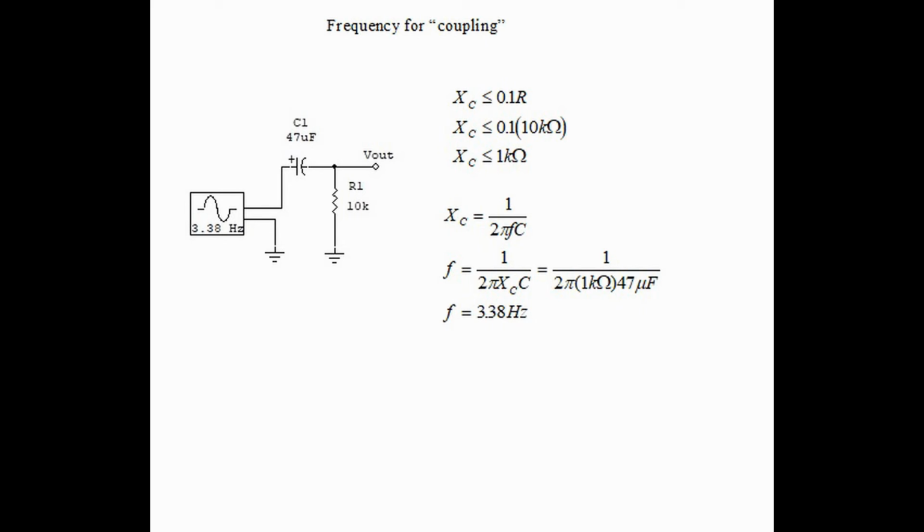Xc equals 1 over 2 pi f C, but we need to find frequency, so we rearrange the formula so that frequency equals 1 over 2 pi Xc times C, which equals 1 over 2 pi times 1 kilo times 47 microfarad. So the frequency is equal to 3.38 hertz. What we have found is that if we get about 3.38 hertz, more of the signal will be dropped across a 10 kiloohm resistor, and therefore more of the signal will get past the circuit and will be found at V out.